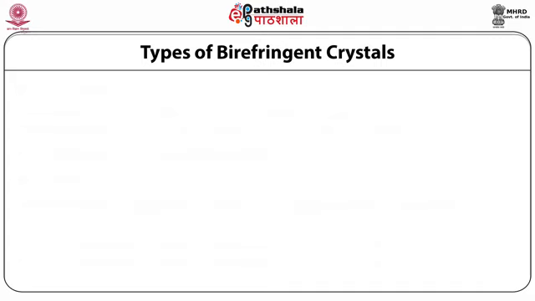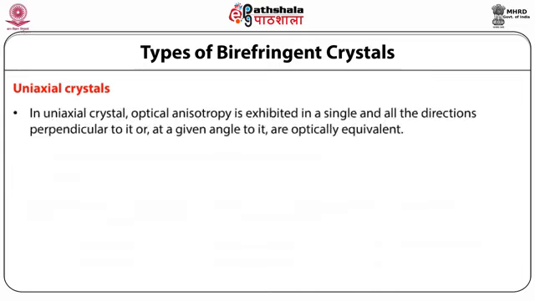Types of birefringent crystals. The first type is uniaxial crystals. The simplest type of birefringent material could be described as uniaxial, where the optical anisotropy is exhibited in a single direction, and all the directions perpendicular to it or at a given angle to it are optically equivalent. When the material is rotated around this axis, the optical behavior remains the same. This spatial direction is termed as the optic axis of the material.